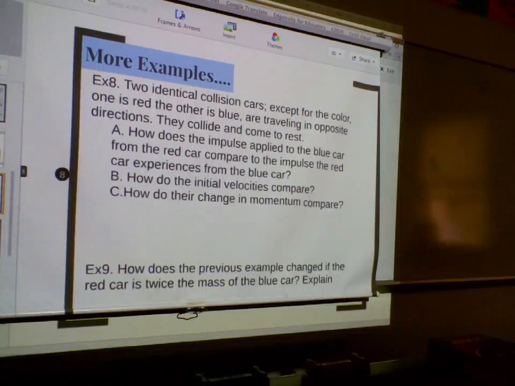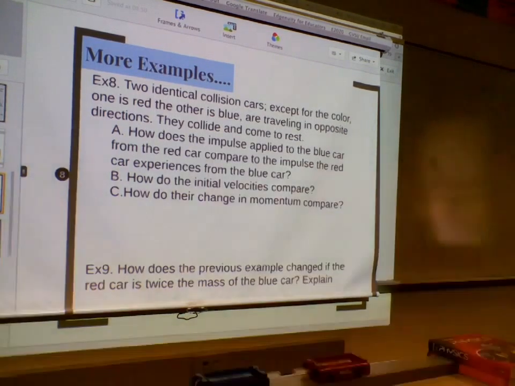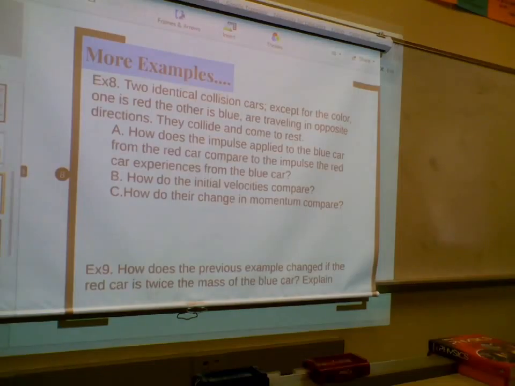Lights for me, please. Alright, example 8. Two identical collision cars, except for color, one is red, one is blue, are traveling in opposite directions. They collide and come to rest. How does this impulse applied to the blue car from the red car compare to the impulse applied from the red car to the blue car, and so on? You guys can read it.